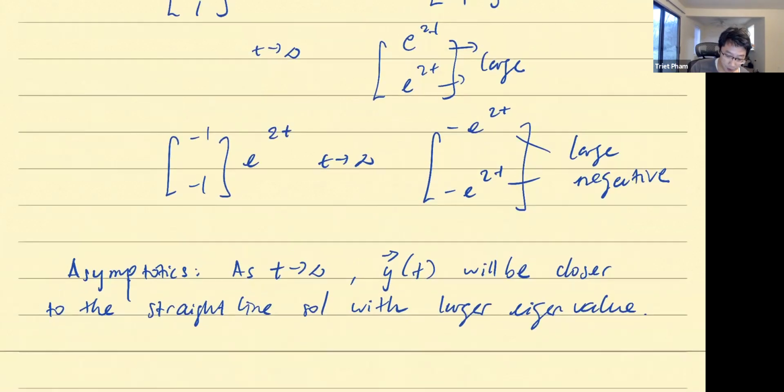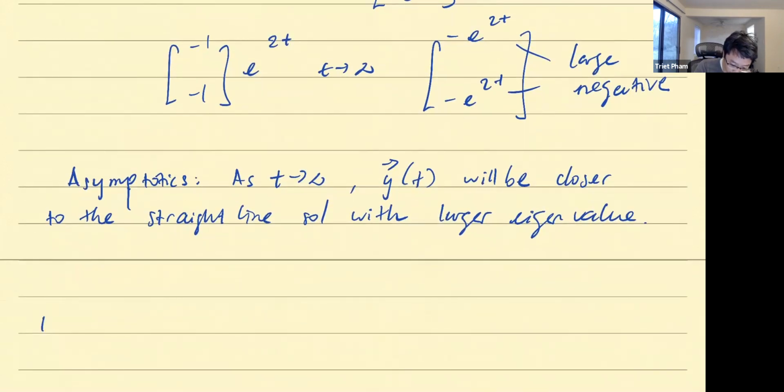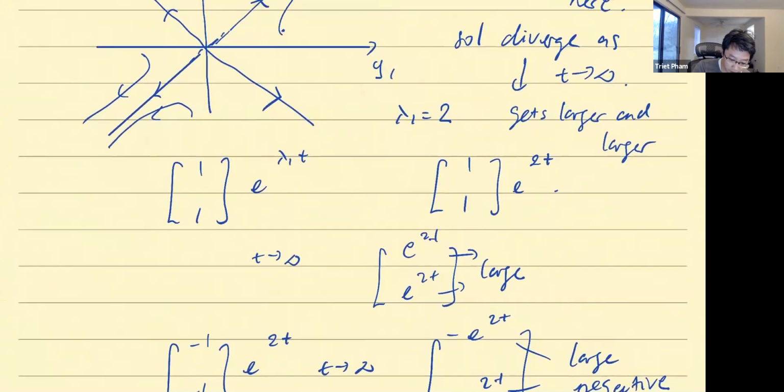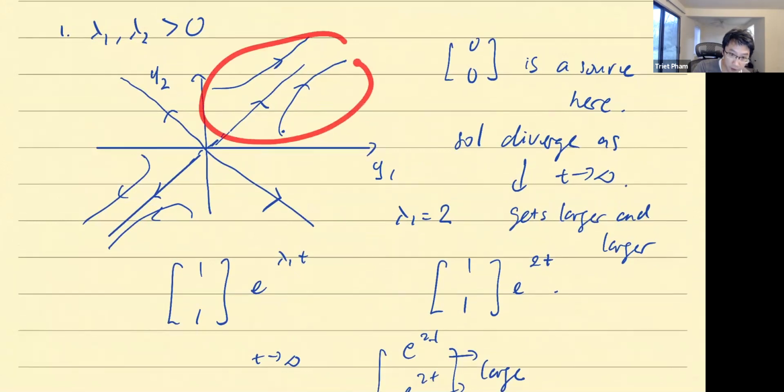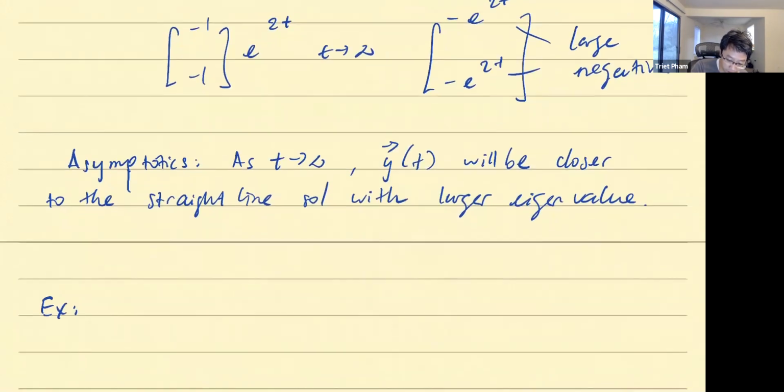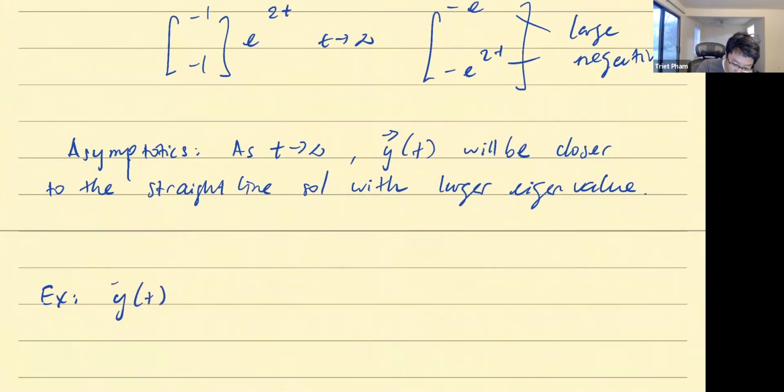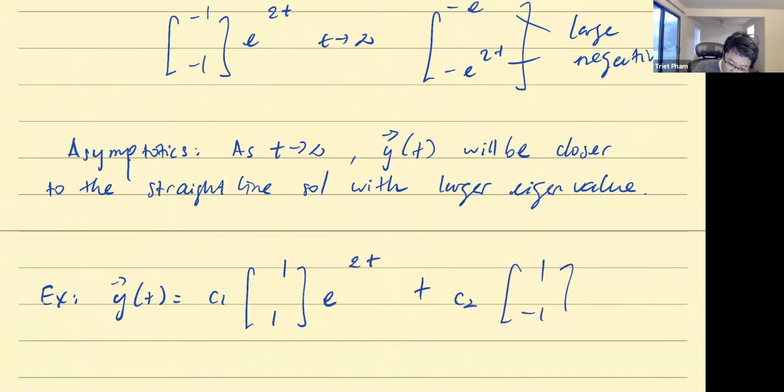So for example, in this direction that I'm drawing, I kind of point to the 1, 1. So y(t) will be C1 times (1, 1) e to the 2t, plus C2 times (1, -1) e to the, let's say, t.